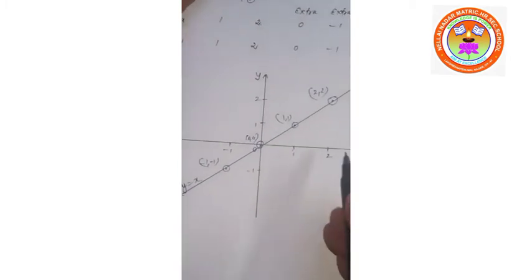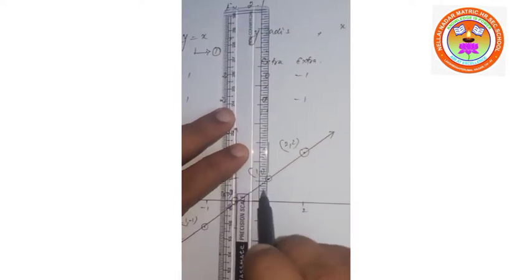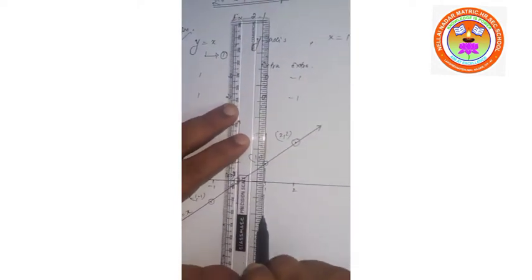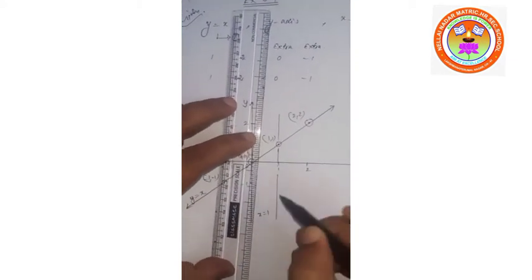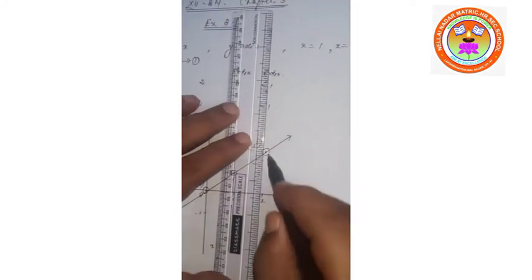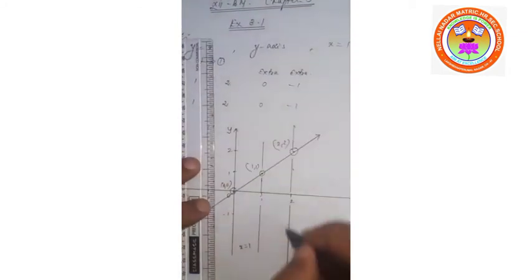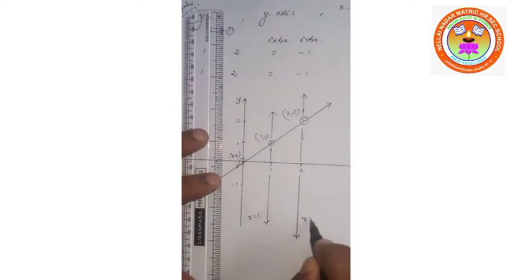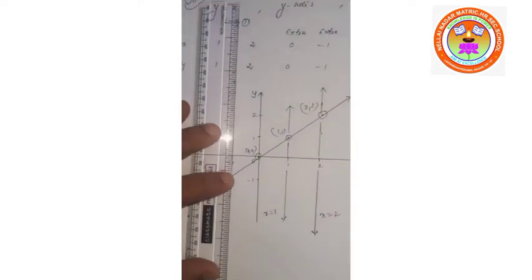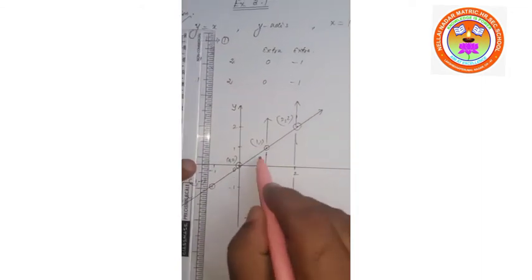Okay. Now you are given x equals 1 and x equals 2. For x equals 1, draw a line passing through 1 on the x-axis, therefore x equals 1. Next one, x equals 2, passing through 2 on the x-axis. Here is a closed, bounded region.